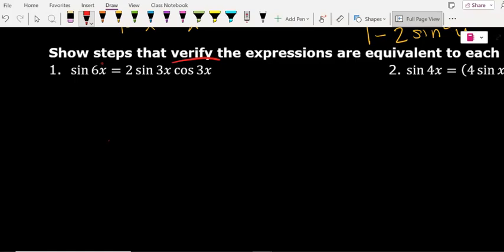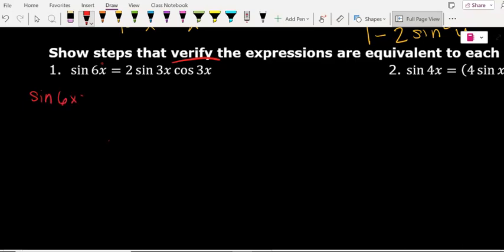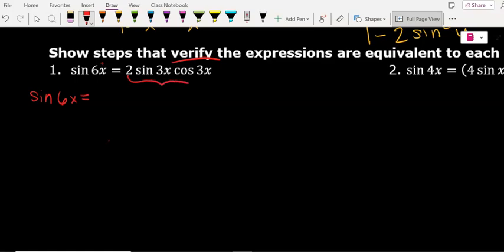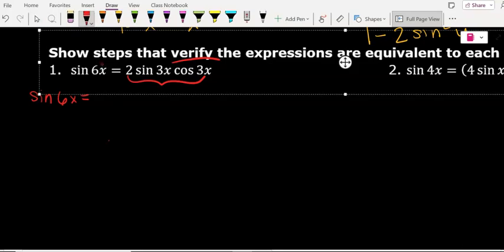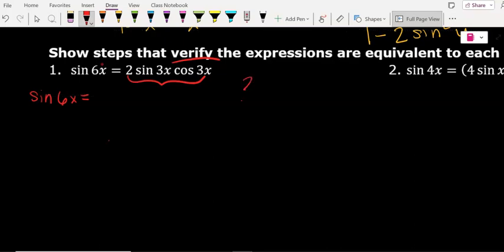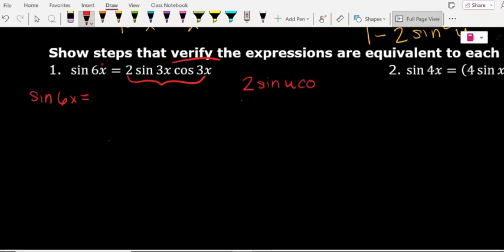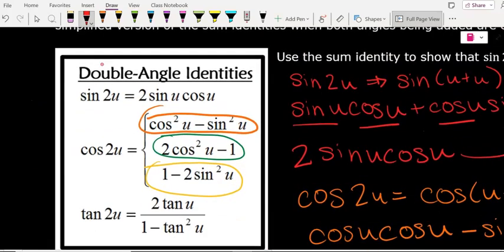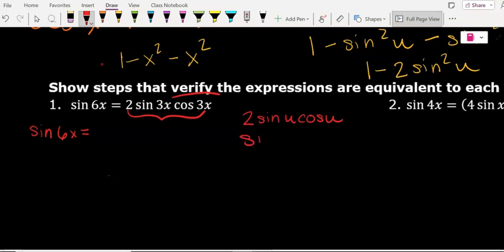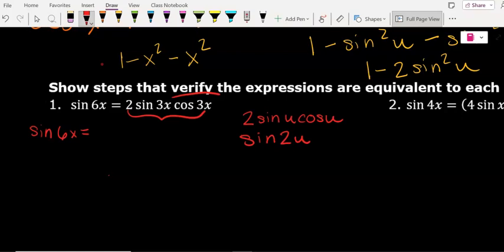So here, if I'm going to go ahead and do this, I'm going to make the right side equal the left side. So I'm going to change this. Now, if you notice, I have 2 sine 3x cosine 3x. So let's consider. If I instead had 2 sine u cosine u, we should know from our identities that we have right here that is equal to sine 2u. So that would be equal to sine 2u, correct? So instead, here I have 2 sine 3x cosine 3x. So what I'm going to do here is I'm going to say this is equal to u right here.